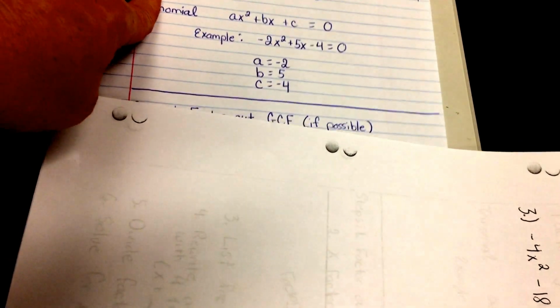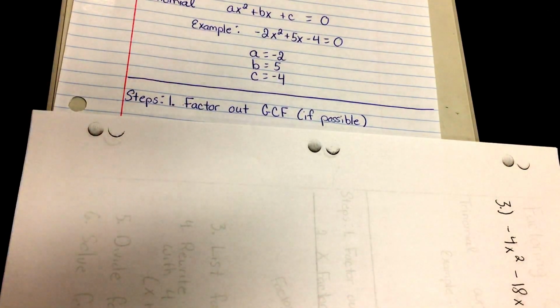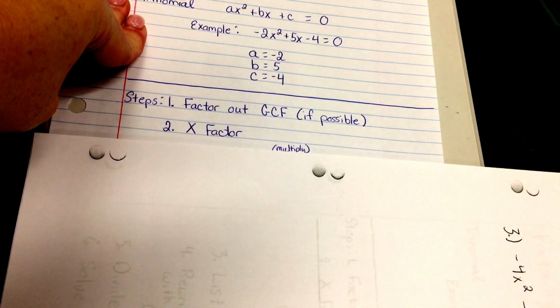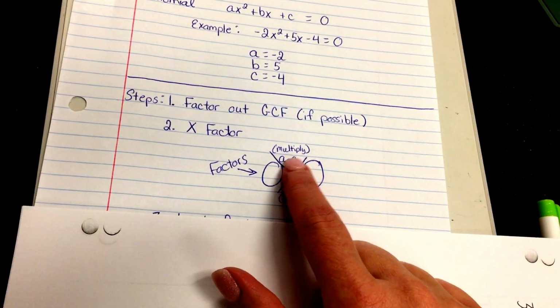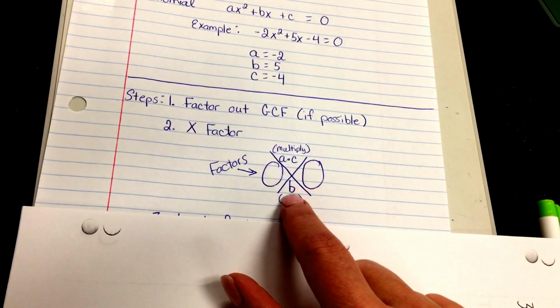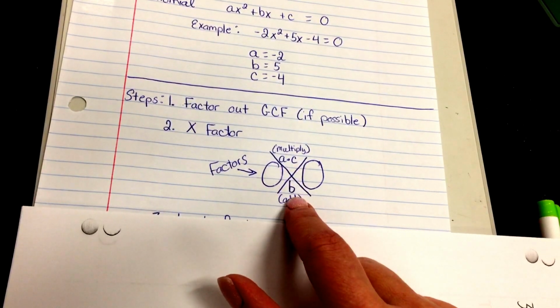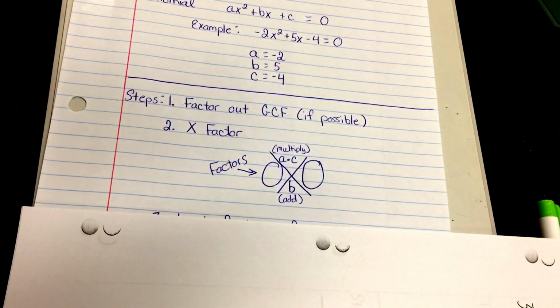There are a few steps that you're going to have to go through. So I'll go through those steps with you real quick before we start working the problems. Step 1, you have to factor out a GCF. Now, it's not always possible to factor out the GCF, but if there is one, we want to go ahead and get that pulled out. Then we're going to use our X factor, where we multiply the A and the C to get our attic. We're going to add these to get our basement.